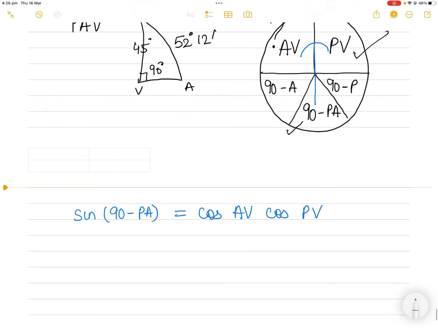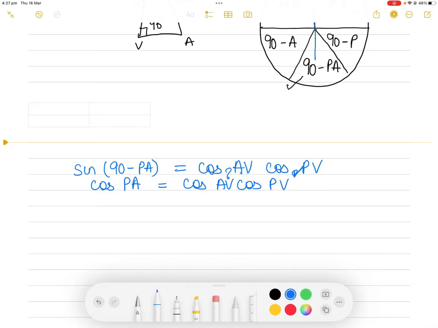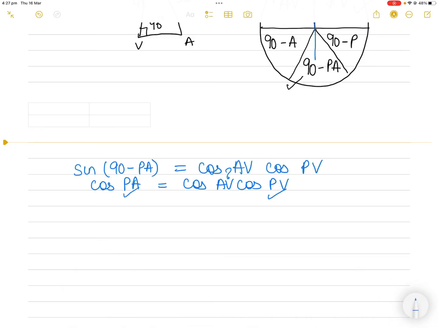So here, sine of 90 minus PA can also be written as cos of PA. That is a relationship that sine 90 minus theta has with cos theta, or cos 90 minus theta has with sine theta. It's the same. So sine 90 minus PA can become cos PA, and then we have cos AV and cos PV. AV is my unknown, sorry, PV and PA are available to me. So I will take this to the other side. Cos of AV is isolated as the unknown, and this becomes cos of PA divided by cos of PV.